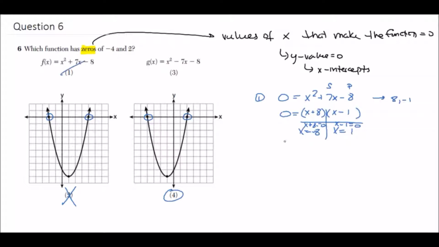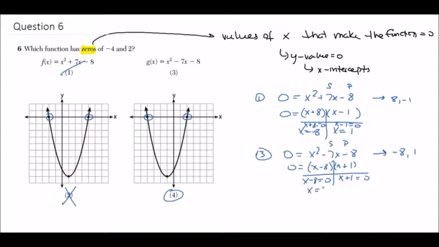And if we look at 3, we could say the same thing here. 0 is x squared minus 7x minus 8, except this time our sum and product is going to yield results of -8 and +1. -8 plus 1 is -7, and -8 times 1 is -8. So this would be x minus 8 and x plus 1. And again, by setting each individual factor equal to 0, we get x equals 8 and x equals -1. So there's no way it's 3 either, leaving us with an answer choice of 4.